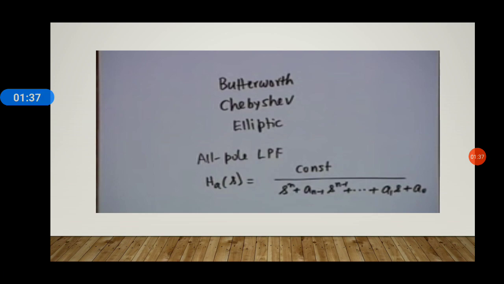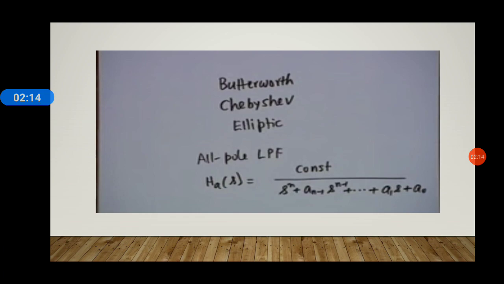But the computational process or the mathematics is a bit complex for elliptic filters, so engineers do avoid the elliptic filters and go for Butterworth or Chebyshev filters mostly. Among Butterworth and Chebyshev, Butterworth is the simplest compared to Chebyshev filter. But the cost may be higher compared to Chebyshev.